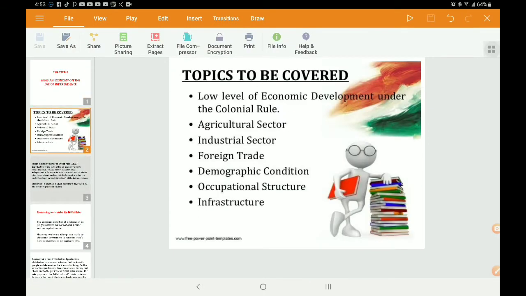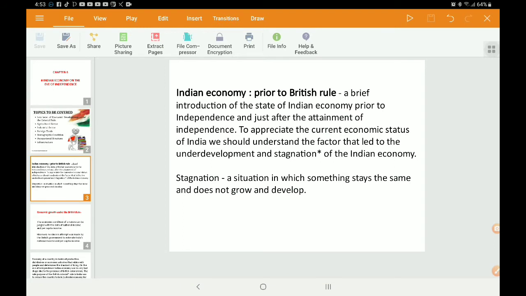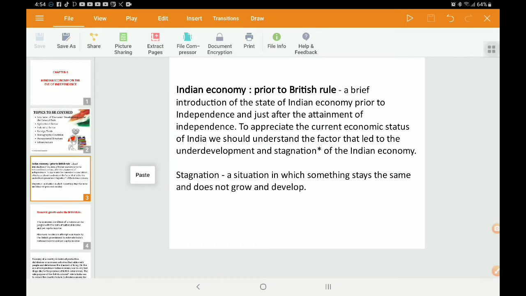Now, next is Indian economy prior to British rule. First of all, we have to know our economy was a developed and flourishing economy. Many travelers have described India as a rich country. French traveler Bernier, who visited India during the 17th century, described it as richer than Egypt. Our country was richer than Egypt at a time, and agriculture was well developed, and villages were self sufficient.